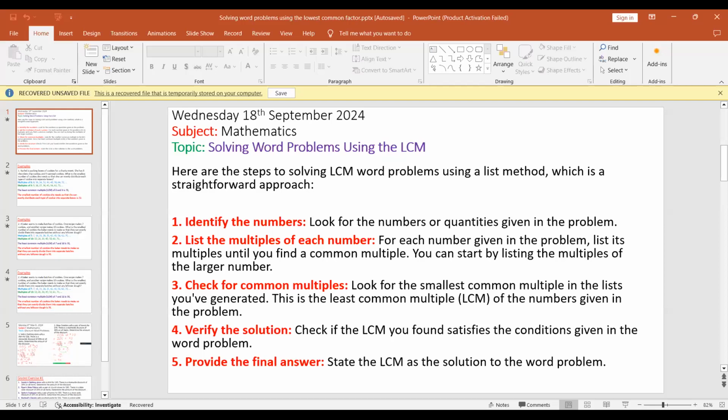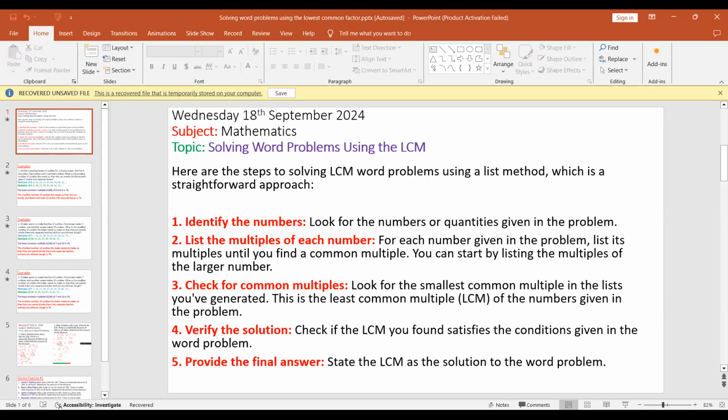Today is definitely Monday. Today is the 3rd or the 4th? Yeah, today is the 4th. Monday, the 4th of March, 2024. Our subject is, of course, mathematics.